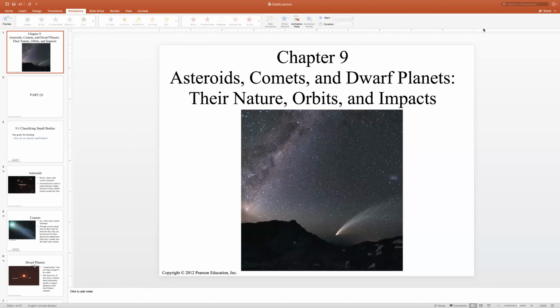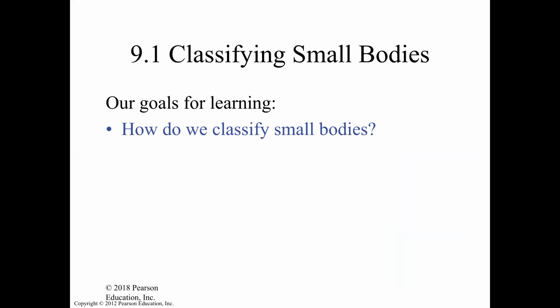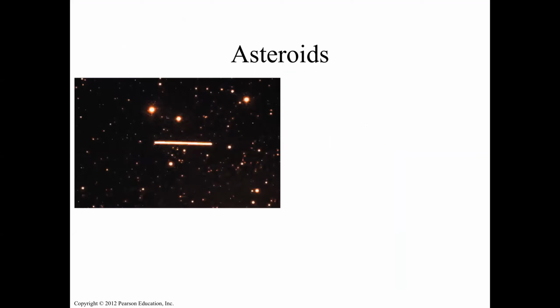Okay, Chapter 9, Asteroids, Comets, and Dwarf Planets. Nature, orbit, and impacts. Let's talk about Chapter 9 and these subjects. Part 1. We'll probably have 2 to 3 parts, but this is the first part. So let's see. Our goals of learning. How do we classify the small bodies?